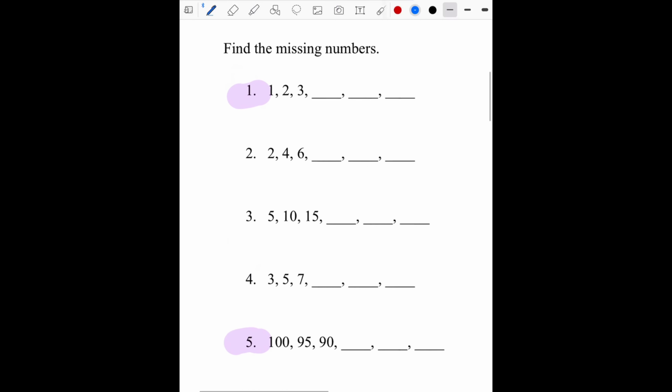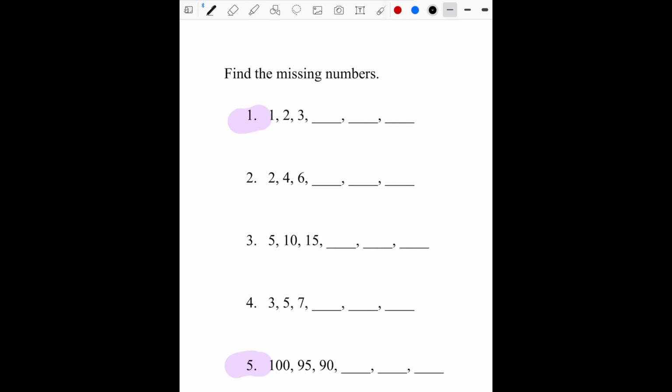So we still have to find the missing numbers right here, but instead we are dealing with patterns. So let's start off with number 1. Alright, so first we have to establish what the pattern is in this set. So what do you think the pattern is? Well, it's going by ones. So we have 1, 2, 3, and since it's going up by 1, the pattern is simply adding by 1. So 3 plus 1 is 4. 4 plus 1 is 5. 5 plus 1 is 6. There you go, we have the pattern.